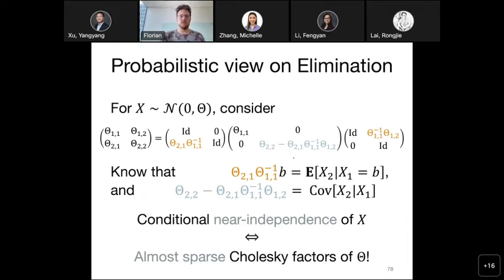In particular, the near independence of this Gaussian process X is equivalent to almost sparse Cholesky factors of theta. So that means that whenever we can find a stochastic process that is maybe densely correlated, but where after conditioning on the right variables, we see a conditional independence or near independence, this immediately implies the existence of a dense covariance matrix that has a sparse Cholesky factorization.